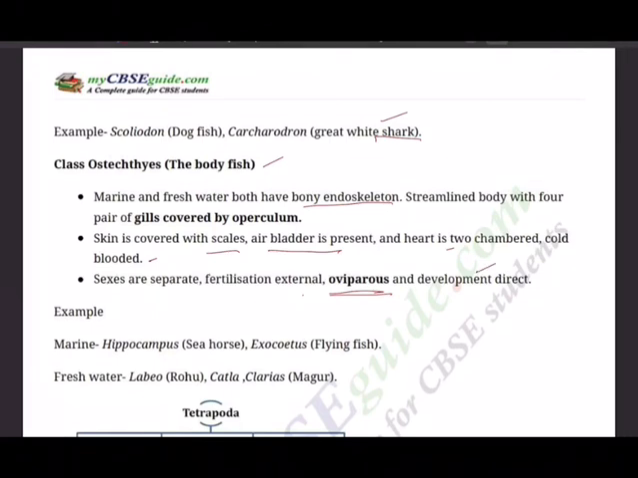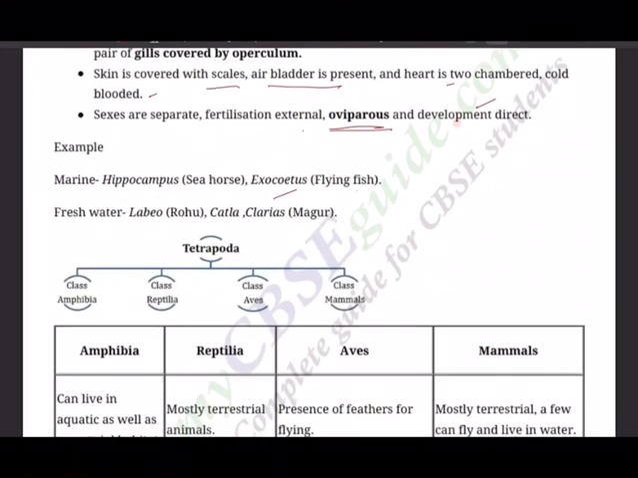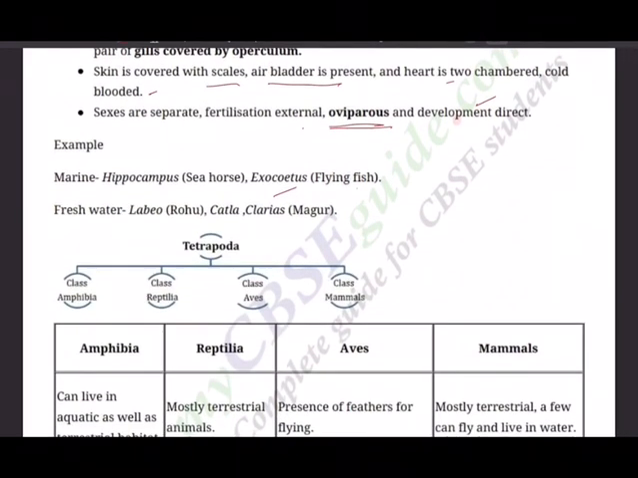For example, seahorse, Hippocampus, flying fish, Exocoetus, freshwater Labeo, Rohu, Catla, and of course Magur, Clarias. These are all the various fishes that we talk about. So next we move ahead to Tetrapoda, where tetra means four-legged animals. We will talk about that in our next session. Until then, take care.